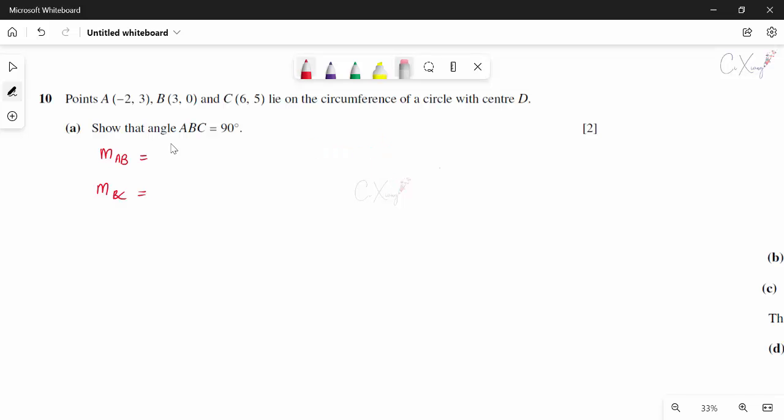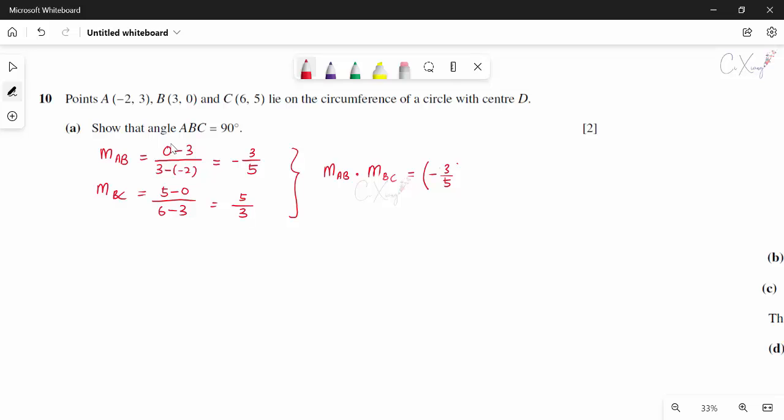So now let's start. m_AB will be equal to 0 minus 3 divided by 3 minus negative 2, so we are having negative 3 over 5. Then for the gradient of BC, we have 5 minus 0 divided by 6 minus 3, so from here you can see that you get 5 over 3. If they are perpendicular to each other, when we multiply their gradients, we will get negative 1. So we try to multiply them and have a look.